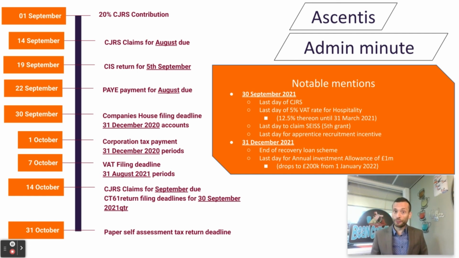Same goes for a lot of other government incentives around the COVID pandemic. The Self-Employed Income Support Scheme deadline is the 30th of September, and also the same deadline applies for the Enhanced Apprentice Recruitment Incentive. There is a little bit of leeway with the VAT rates, so it was 5% and now it's 12.5%. It will go up to 20% in March. We've got the budget at the end of October, which will probably give us a little bit more insight into the annual investment allowance and maybe the recovery loan scheme, but both of those are due to either end for the loan scheme or reduce for the annual investment allowance at the end of the year.